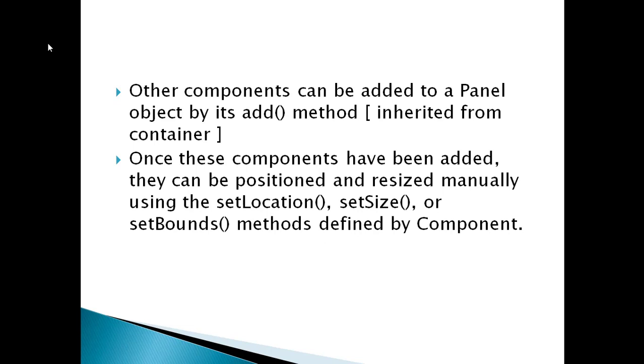Other components can be added to a panel object by its add method. Actually, the add method is provided by the Container class. It is inherited into panel, and panel is inherited into applet. So the add method is a public method we can use anywhere. It is inherited from the container. By using the add method, we can add any component.